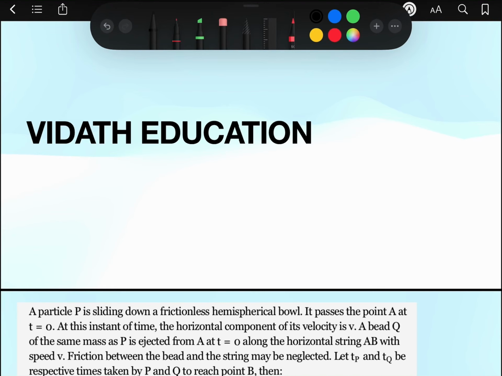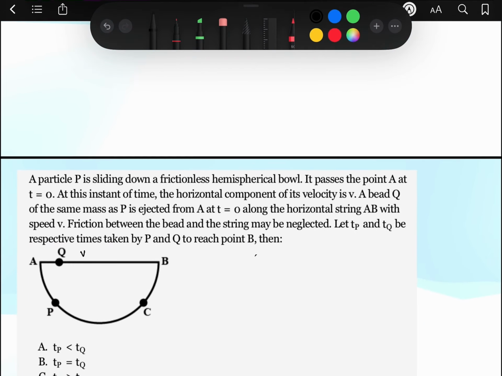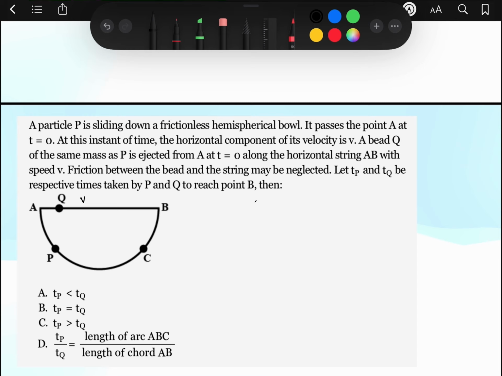Then another question from IIT JEE PYQ. The question is from the chapter Newton's laws of motion, and here is the question. A particle P is sliding down a frictionless hemispherical bowl. It passes through the point A at t equal to 0.